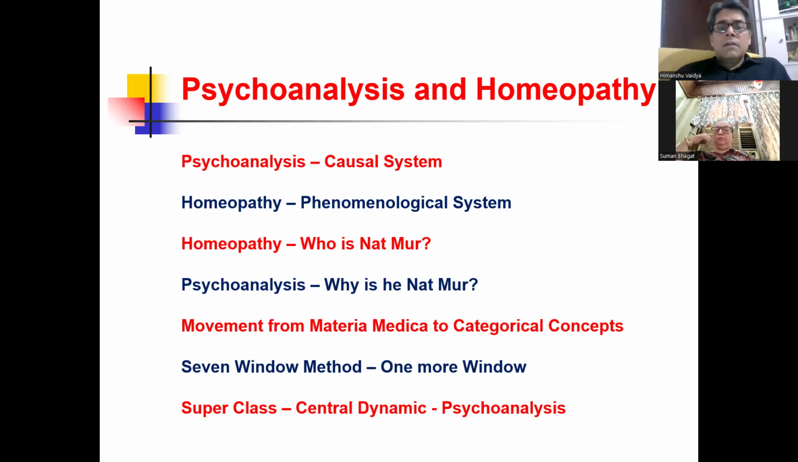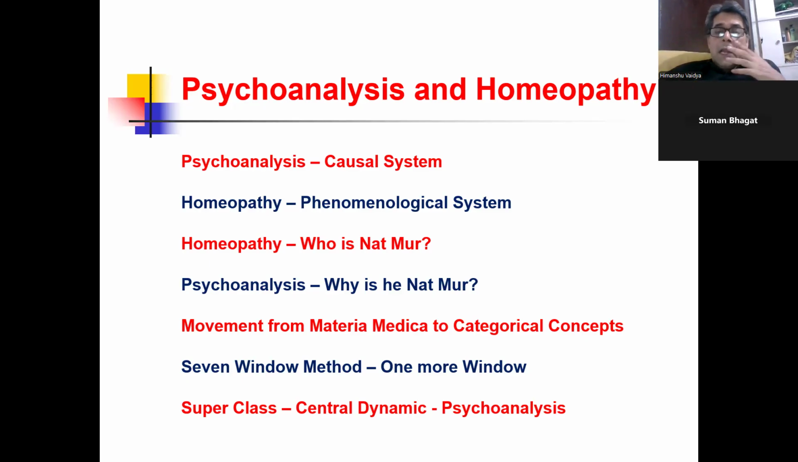So homeopathy is, in that sense, a phenomenological system. Psychoanalysis is a causal system. Now there is a movement in homeopathy from a pure phenomenological database system, which was in materia medica and repertory, to more categorical concepts like the concept of miasm, the concept of kingdom, the concept of subclass and superclass. These are all categorical concepts which are not pure data driven concepts. These are theory driven, inference driven concepts.